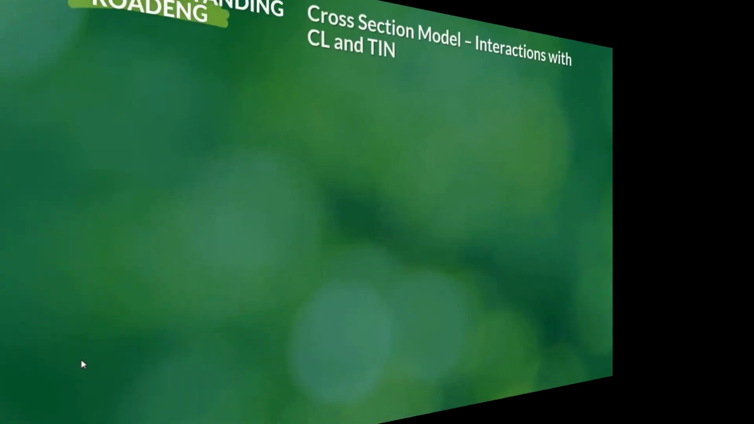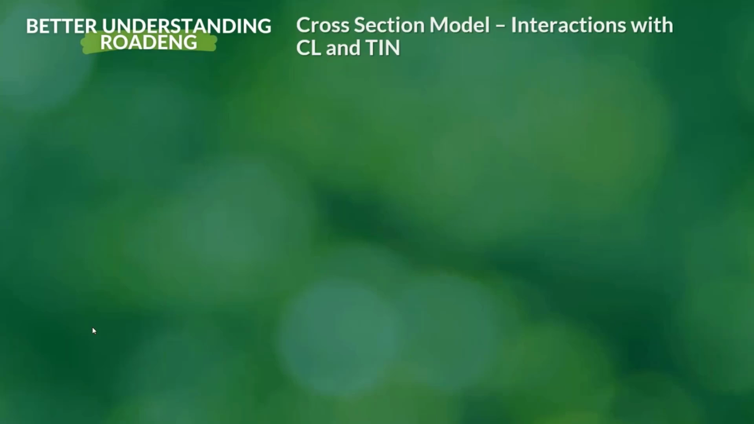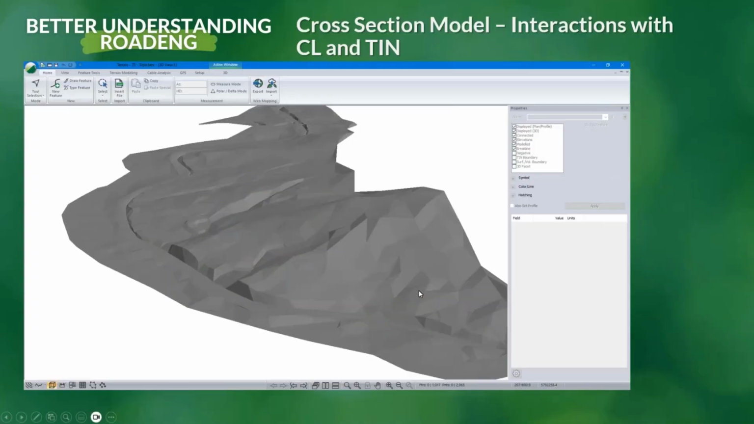Okay. Thanks, Matt. Next topic we're going to lean into is really understanding a bit more about the cross-section based model that really forms the foundation for our alignment design. And of course, that cross-sections model and its interactions with the centerline as well as the TIN. So to kind of explain this, we've got a couple of graphics. So of course, we start with that TIN surface. We just took a look understanding a little bit more about those TIN surfaces, their quality and accuracy, etc.